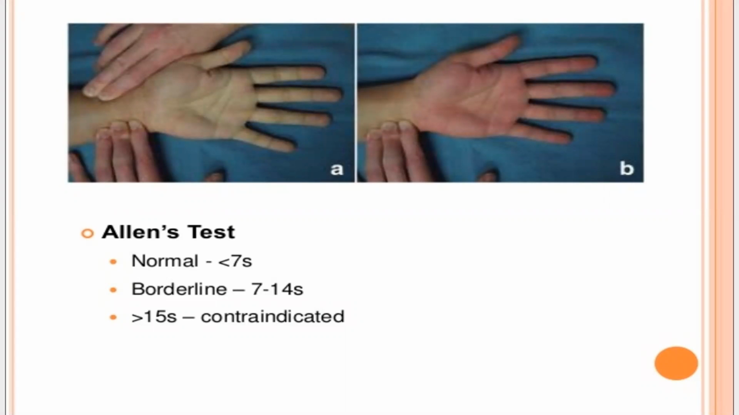If the perfusion of the hand is seen within 7 seconds, the test is normal. If it takes 7 to 14 seconds, results are borderline. If it takes more than 15 seconds for perfusion of the hand, arterial catheterization is contraindicated.